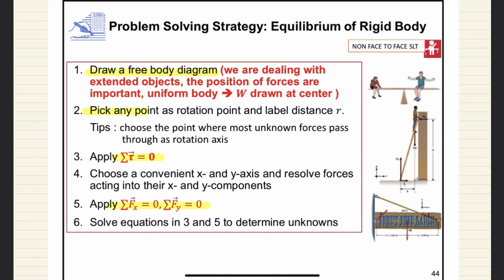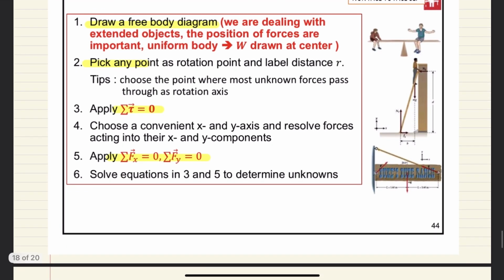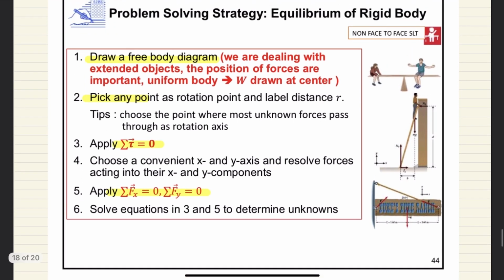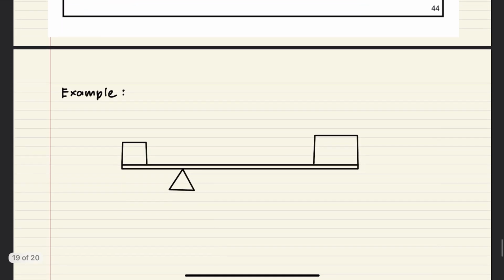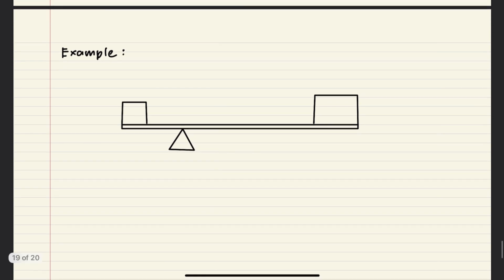So normally I would apply steps 3 and 5 straight away together at the same time. Like I did previously in topic force, I put summation of Fx and summation of Fy side by side, and in this chapter normally I will put summation of torque side by side as well. Okay, and let's solve equations 3 and 5 to determine the unknowns. Okay, it depends on the questions. What are the unknowns that they ask? Okay, for example, this one is very similar to the previous one that I showed you. Okay, let's say in this example, this system, this object is at equilibrium.